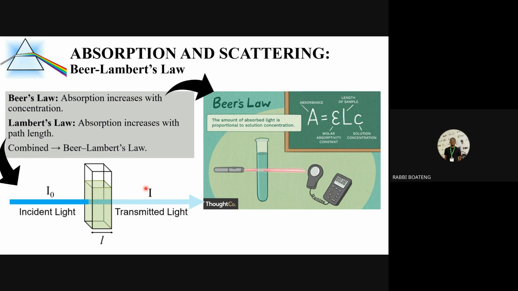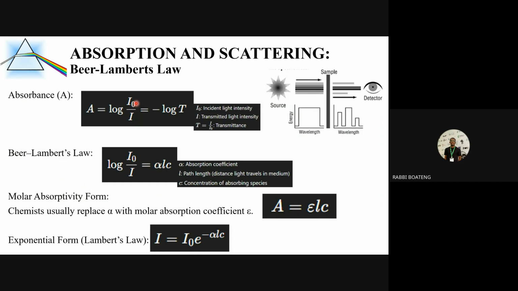This was 5, so it reduces to 2. It means that our transmitted light intensity, the I, sorry, becomes 2, and the I naught here becomes 5. Then if I know the I naught as 5 and the I as 2, I can use it to find the absorbance. Is that okay? Because I know that this is going to be 5, this is going to be 2, and that is all.